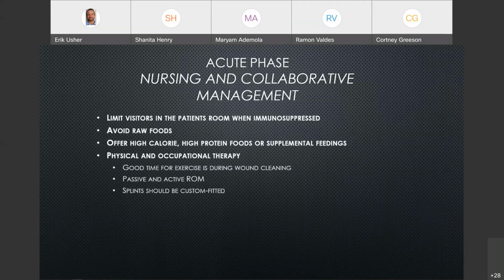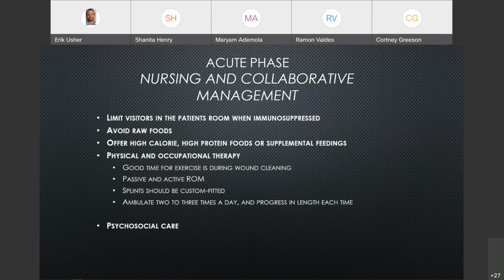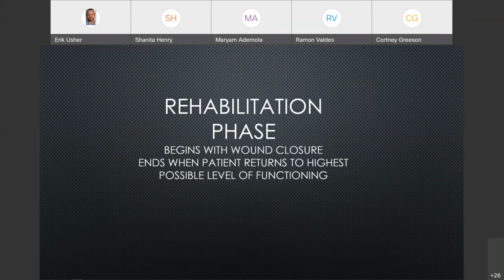Passive and active range of motion. Splints should be custom fitted, and ambulate 2 or 3 times a day and progress in length each time. Remember, early ambulation preserves function for one, but it's also going to prevent clot formation, deep vein thrombosis. We're preventing thromboembolisms. Psychosocial care is going to be huge, so we need to have that psychosocial support, social worker involvement, nursing staff. We're going to be there every day, and pastoral care if they request it. So we need to be very attentive to that for these patients.